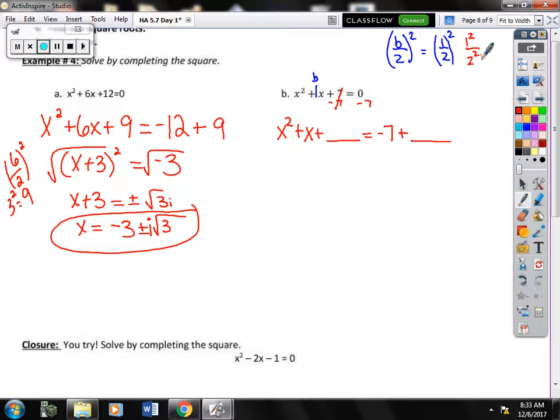Right here, a big mistake I see is you forget to square the denominator. You're squaring the 1 and the 2. We'll get 1/4. So I'm going to add 1/4 to both sides.